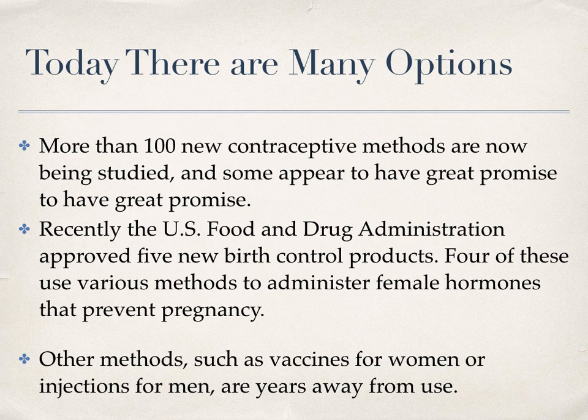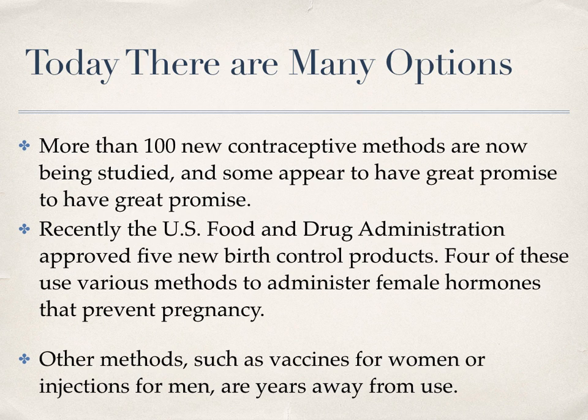In addition, more than 100 new contraceptive methods are now being studied, and some appear to have great promise. Nearly all are biologically based, e.g. hormonal, rather than mechanical, e.g. condom or IUD. Recently, the U.S. Food and Drug Administration approved 5 new birth control products. 4 of these use various methods to administer female hormones to prevent pregnancy. Other methods are years away from use, but take a new direction entirely.